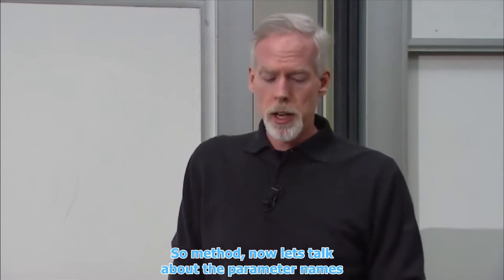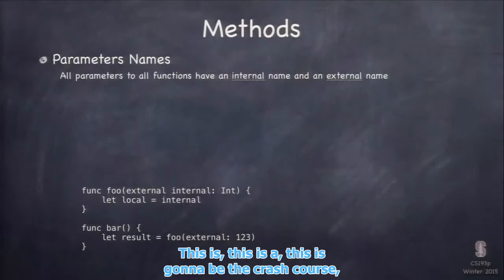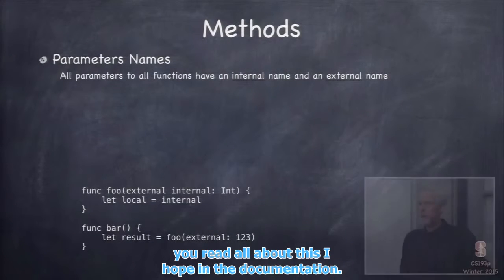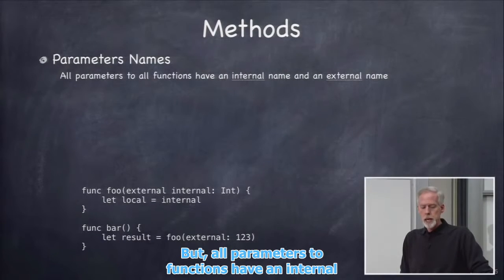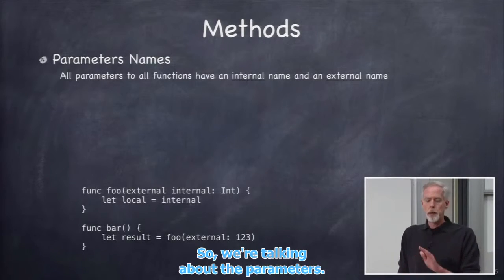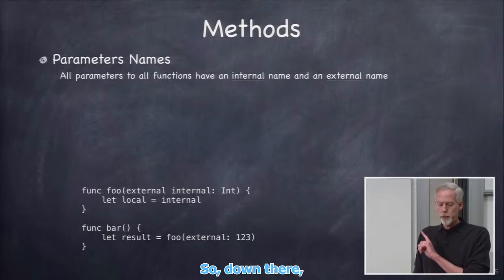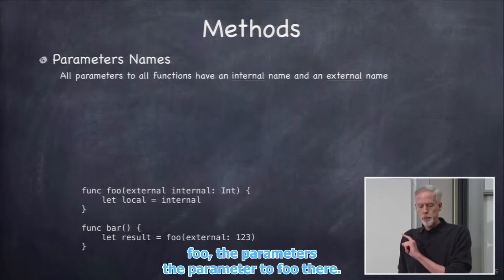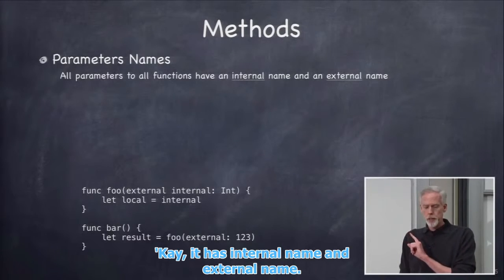So, methods. Now let's talk about the parameter names of methods. This is going to be the crash course. You read all about this, I hope, in the documentation. But all parameters to functions have an internal name and an external name. So we're talking about the parameters, okay? So down there, foo, the parameter to foo there, it has an internal name and an external name.